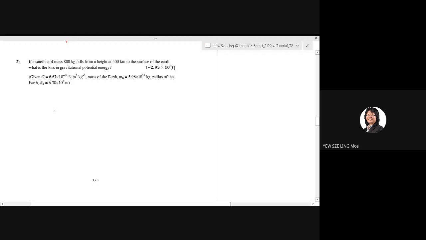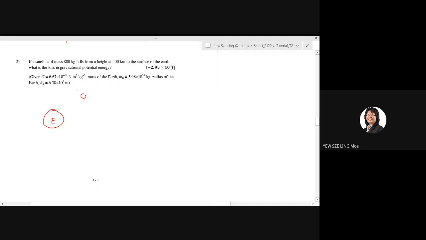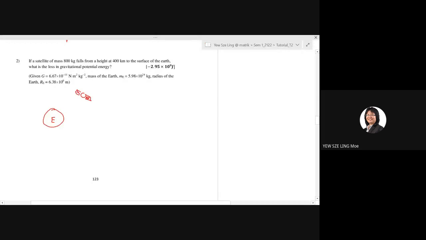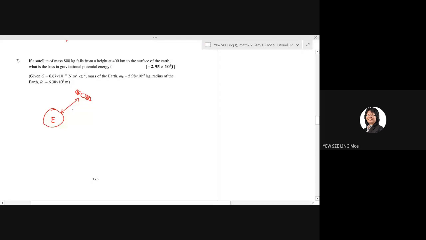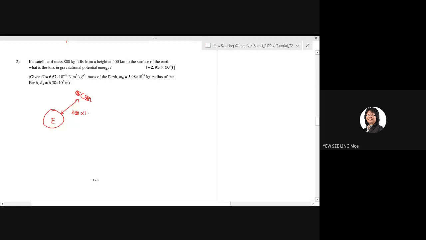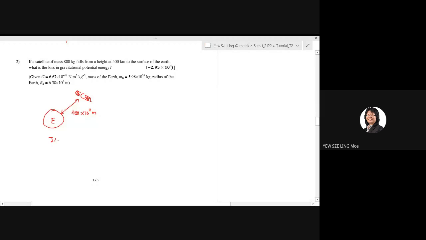So this is the Earth, all right? So this is your E. Initially your satellite is somewhere here. So this is your satellite. It is located at a height that is 400 km from the surface. Okay, 400 km, so 400 times 10 to the power of 3 meter. This is initial, right?